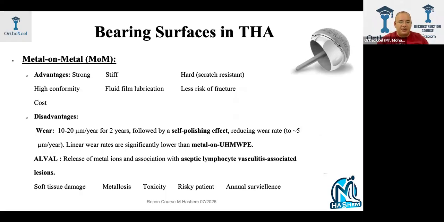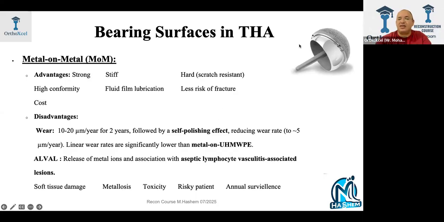So what's the advantage of metal on metal? Again, it's very strong, like ceramic. It's very stiff. It's very hard. And the good thing is it is more scratch resistant than your ceramic at some stage, not every ceramic and not every metal. The other thing is it has a very high conformity, so the two surfaces conform very well against each other.